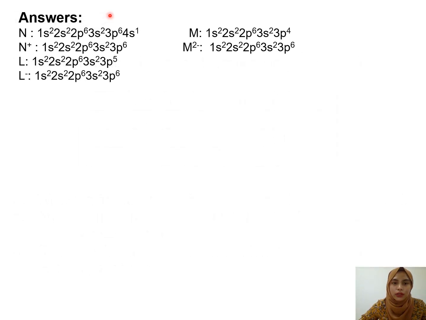Okay, so the first step that you need to do ialah buat apa? Buat electronic configuration of the neutral atom untuk N, L and also M. And from there, you akan tahu actually you need to remove ke you need to accept electron. So sekarang ni untuk N, you tengok dekat valence electron for N, dia ada 4s1.